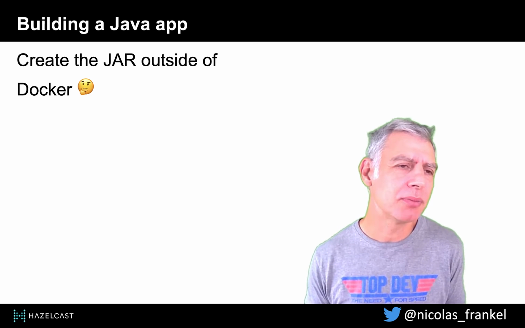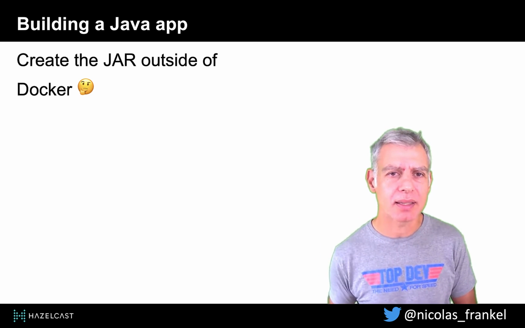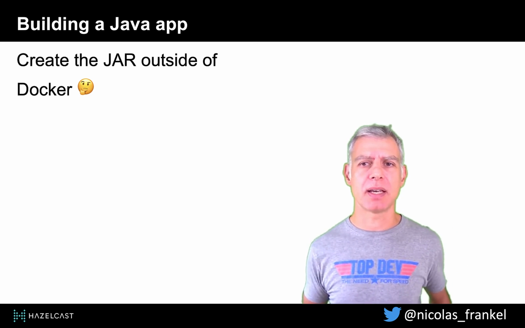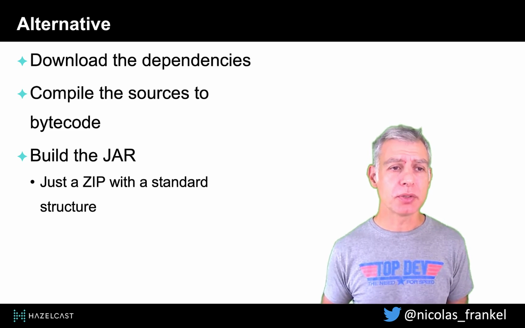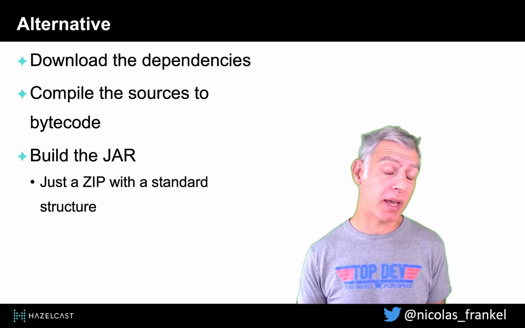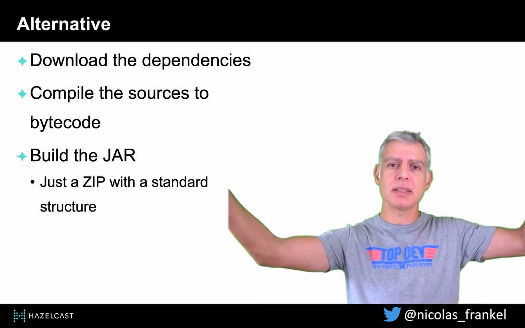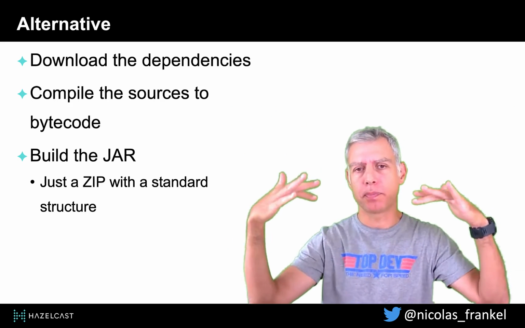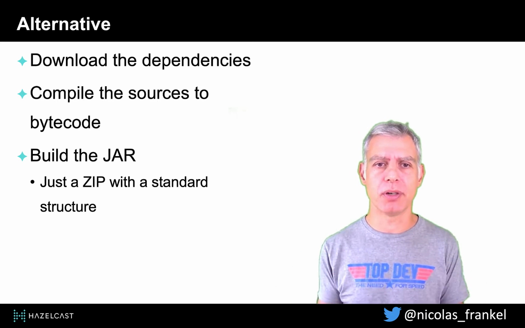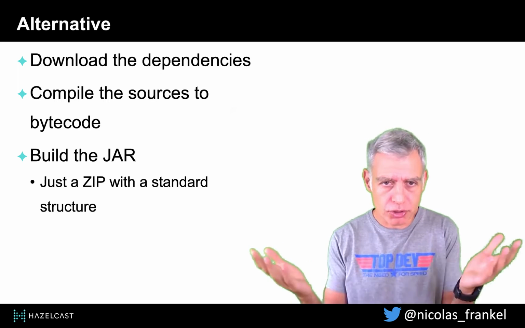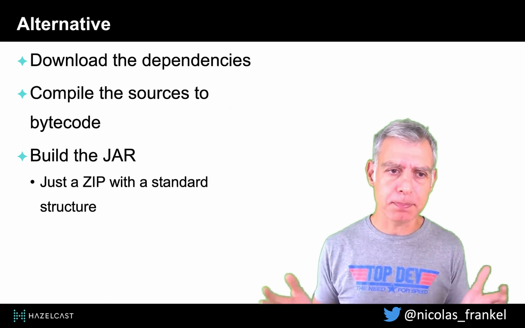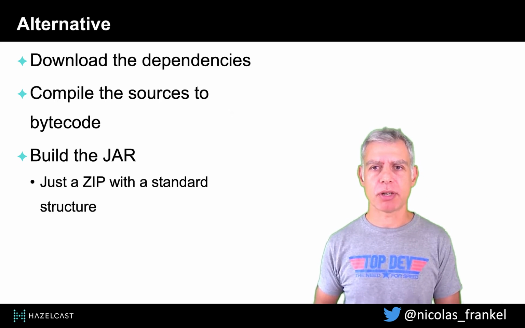But actually, we can understand pretty quickly that might not be the best of ideas. So the alternative is to do everything inside the Dockerfile. First, download the dependencies, then compile the source to bytecode, and then build the jar. And the jar is just like a zip with a standard structure.